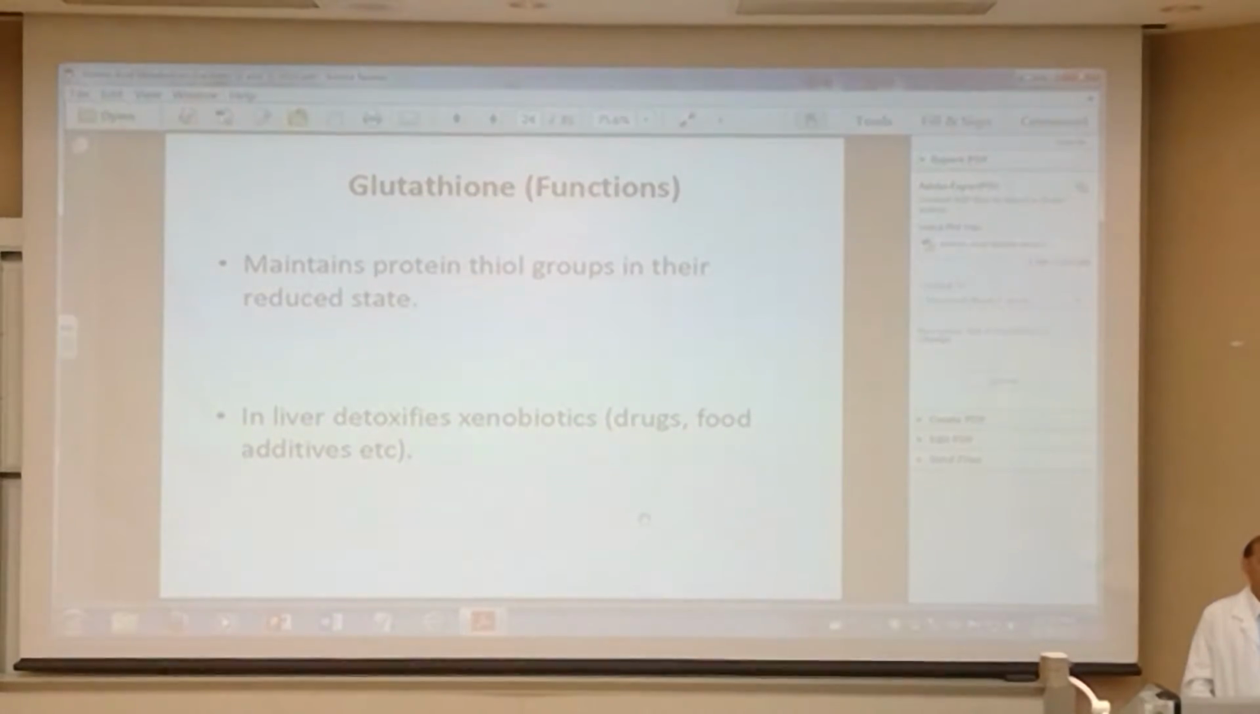But anyhow, liver can also use glutathione as a functional group to be added on to xenobiotics. So it's a detoxification mechanism where you would transfer the glutathione group onto these compounds and you can clear that up, and liver does that.